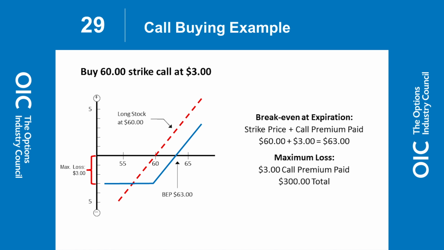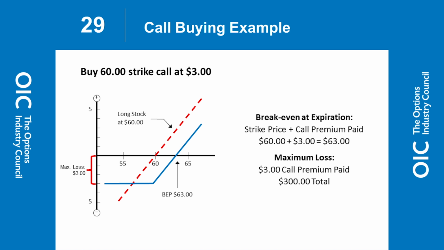Here's our long stock of $60. We know, for example, that we paid $3 for the option. And remember, by buying the option, the most that we can lose is what we put into it. So the most we can lose is $3. We need that break-even point to be $63 in order to make money.